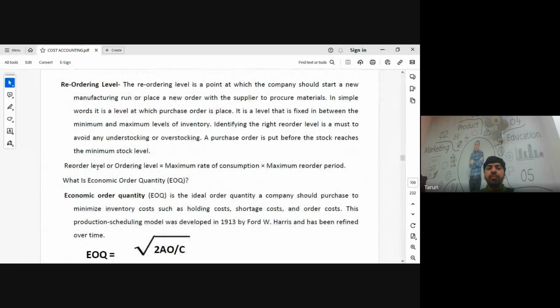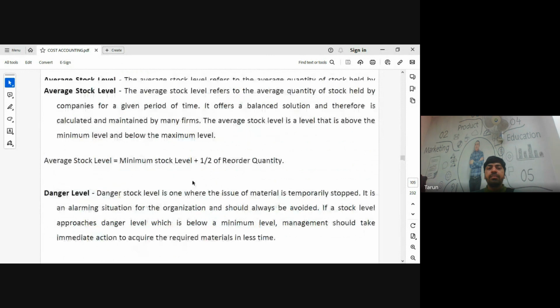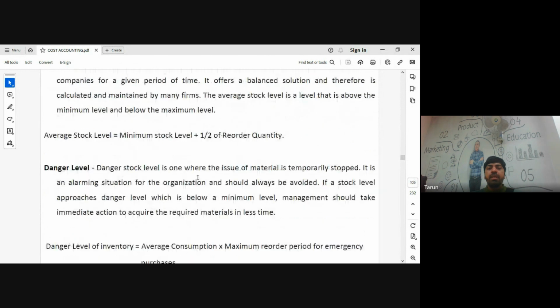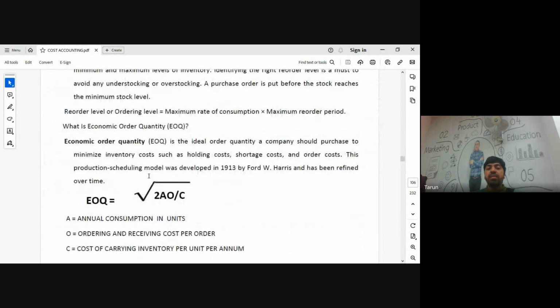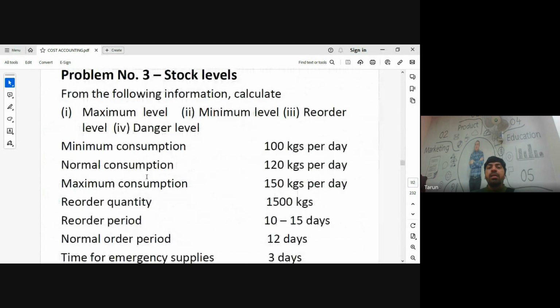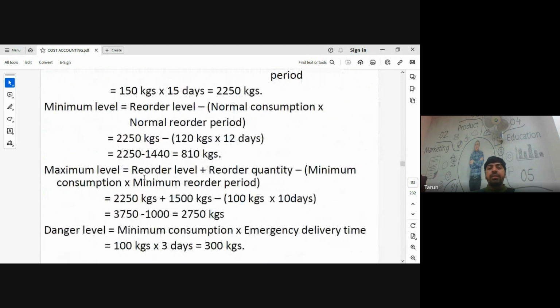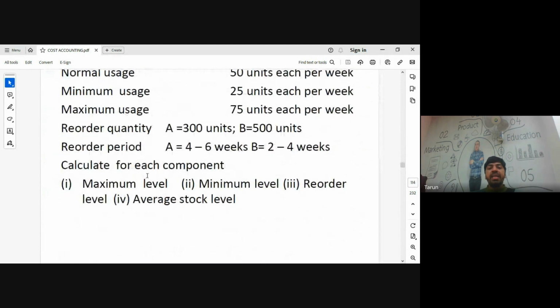For the average stock we need to calculate the minimum stock level. That's why some mistake was going on. Okay, all right, this is done.